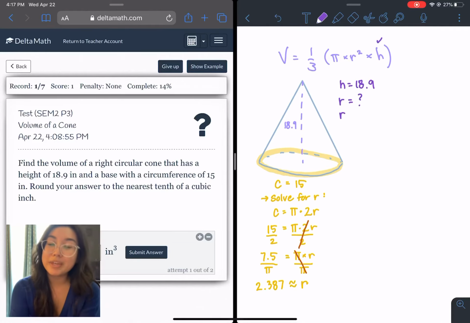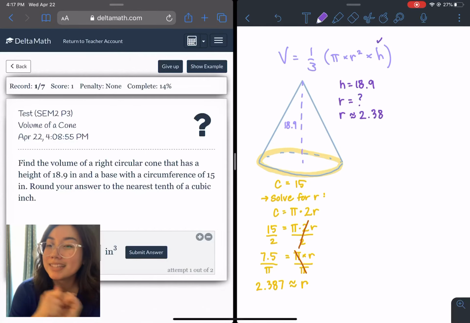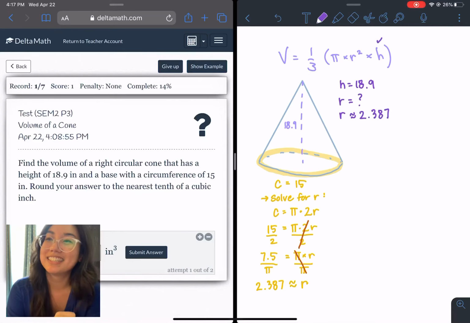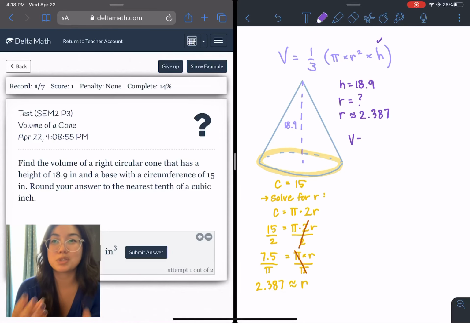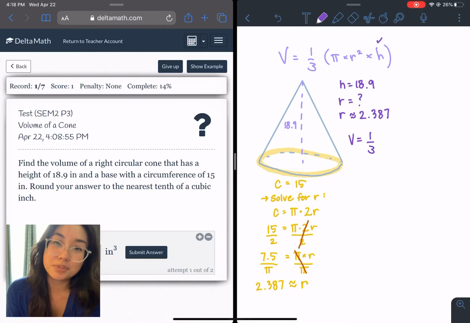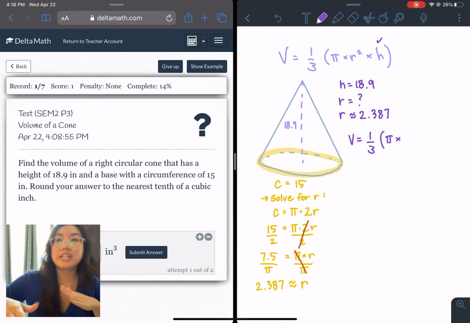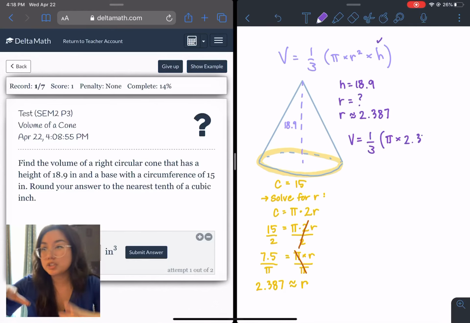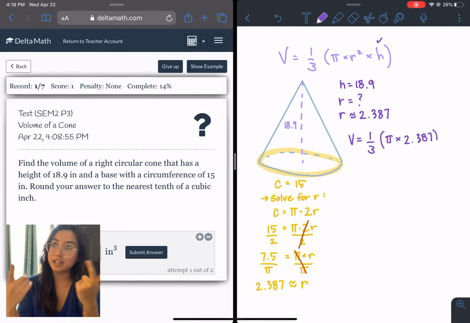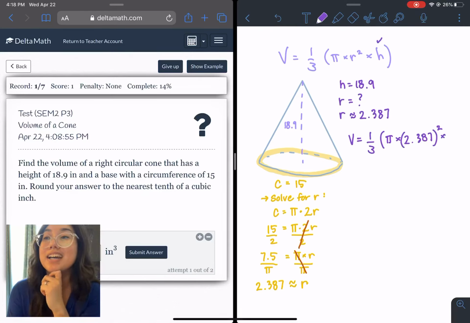Okay, so now we have our height. I solved for the radius. And now we can plug in those values to solve for the volume. All right, so volume is equal to, again, 1/3 times pi times radius squared, which is 2.387 squared, times the height, which is 18.9.